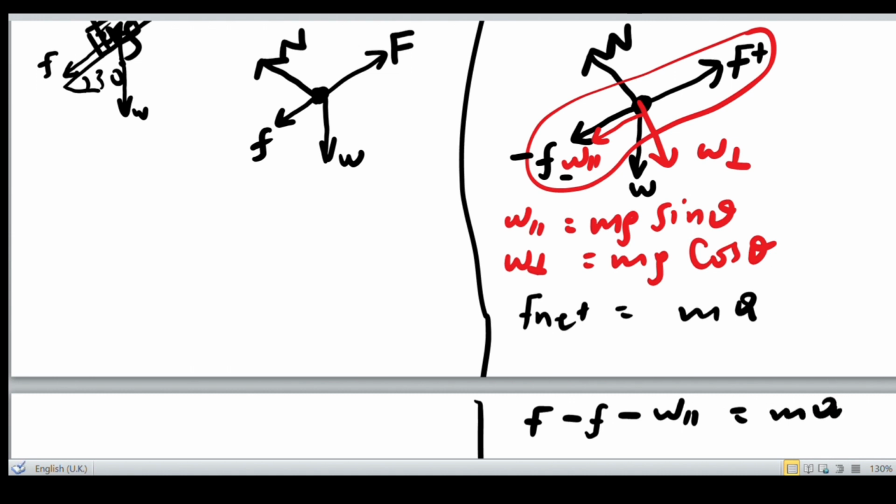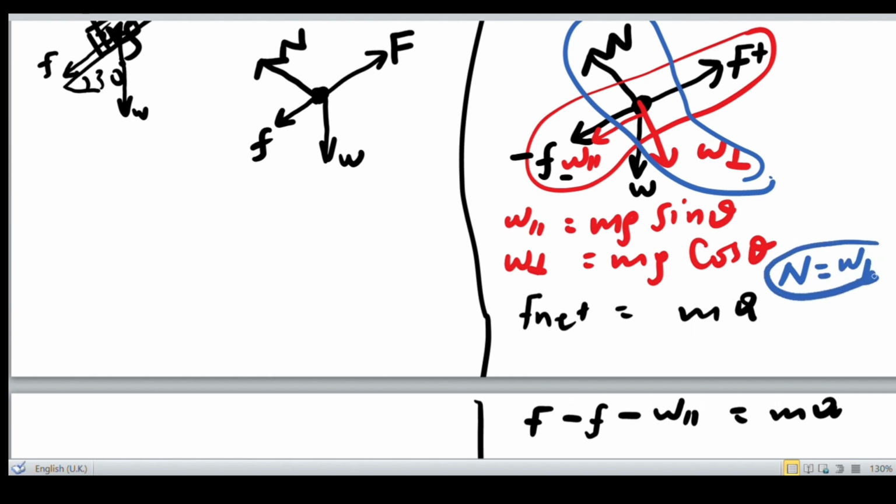Now if we look at the normal force, it is collinear with this one. Okay, therefore the normal force is equal to W perpendicular, that is the normal force. So then we're done with the free body diagrams.